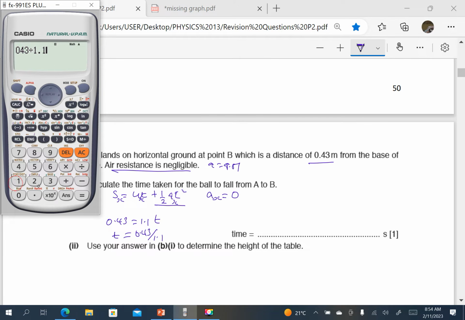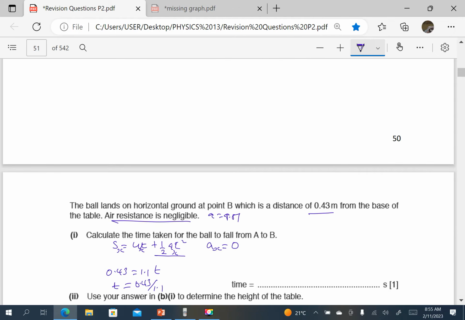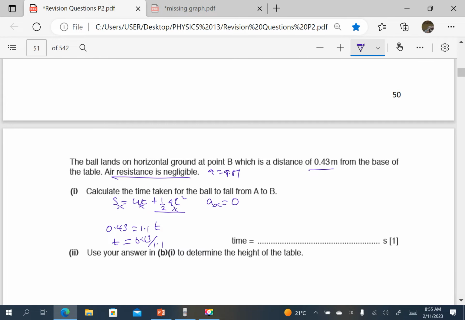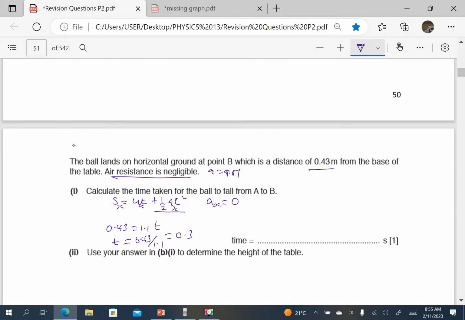0.43 divided by 1.1. Okay, that is 0.39.